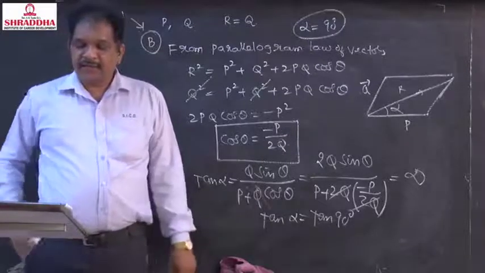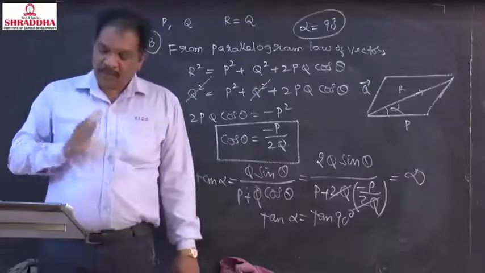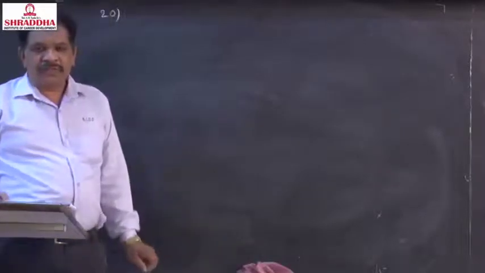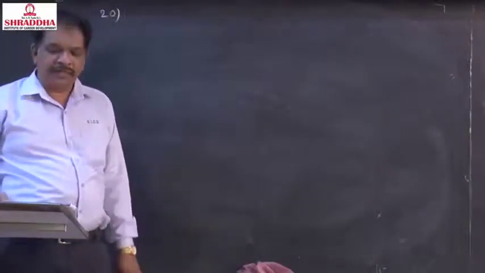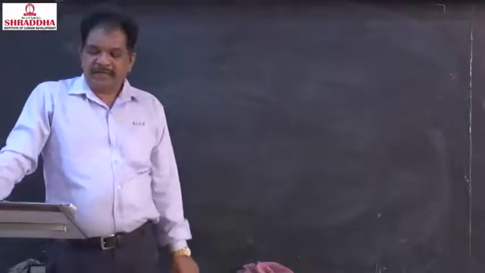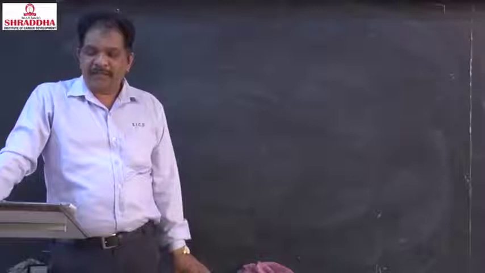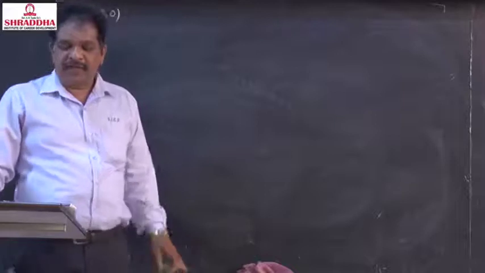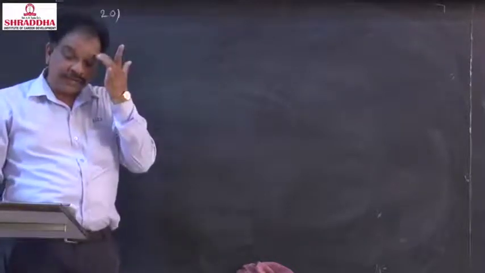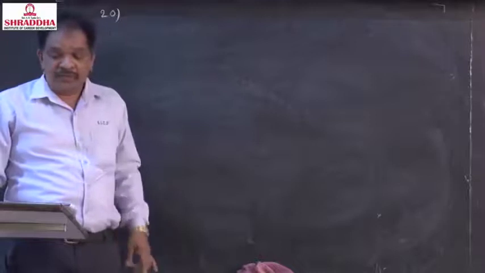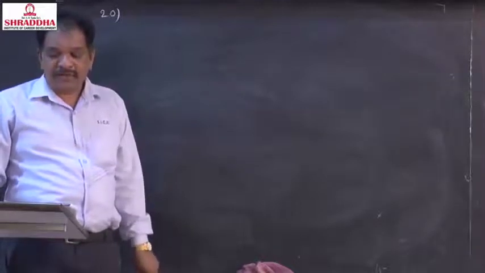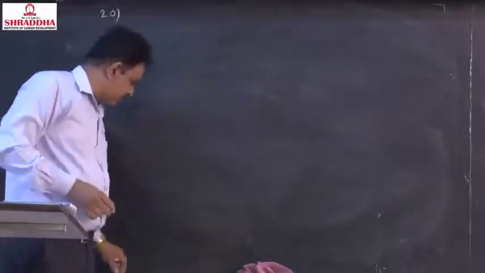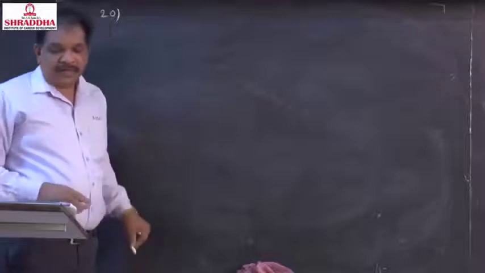Next. Question number 20, you see. What are they asking, see. Question number 20. The two forces 2 root 2 Newton and x Newton are acting at a point. Their resultant is perpendicular to x Newton and has a magnitude of root 6. The angle between the two forces and the magnitude of x is how much? Simple question only. Just pay attention to what they are asking.